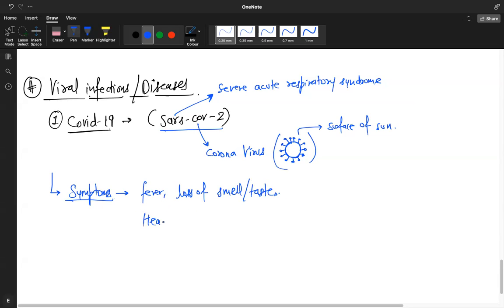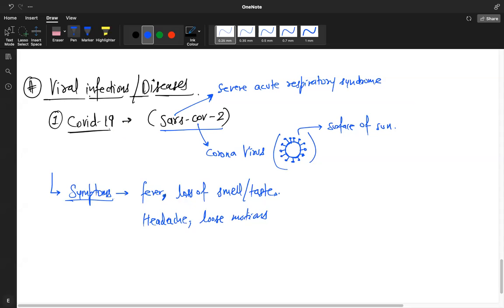Severe headache happens, and also loose motions, but that's more of a side effect of the medication, but it happens. Anything else? Sir, how is there loss of smell and taste, sir?